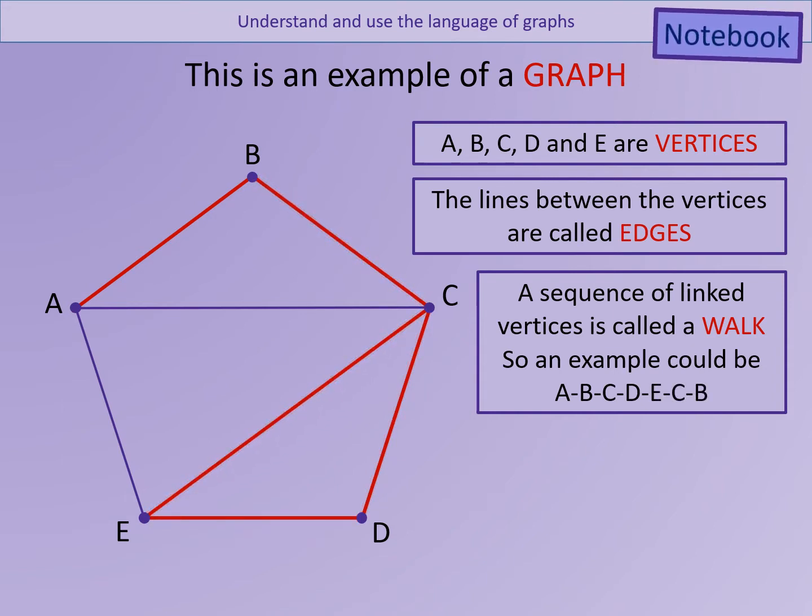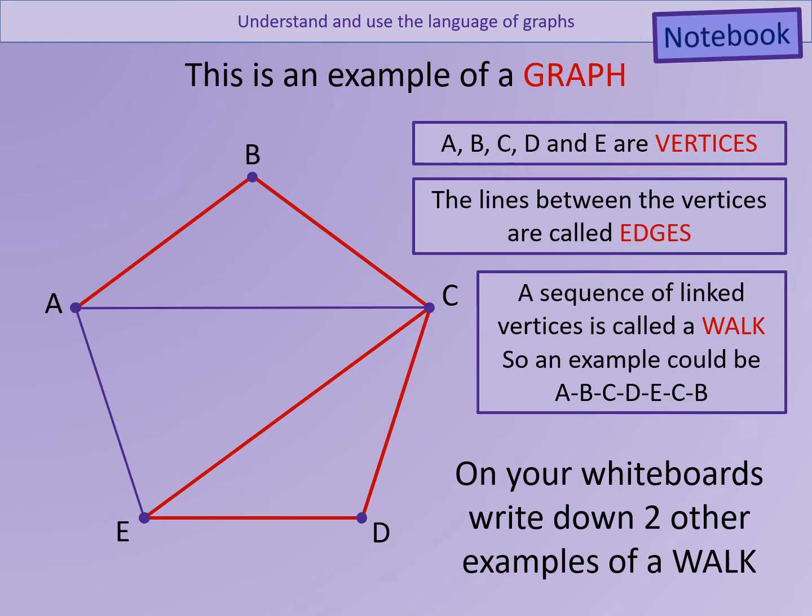So notice that with a walk, it doesn't matter if a vertex is visited more than once, for example, vertex C. It also doesn't matter if an edge is traversed more than once. For example, the edge B to C is repeated later on when we travel from C to B. Pause the slide and on your whiteboard write down two other examples of a walk.